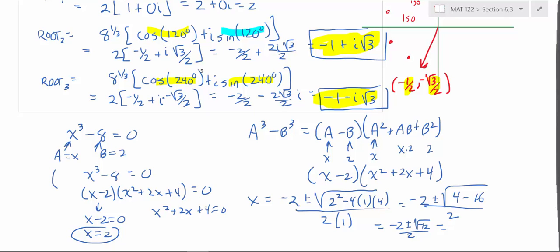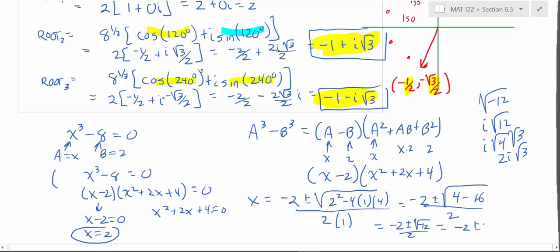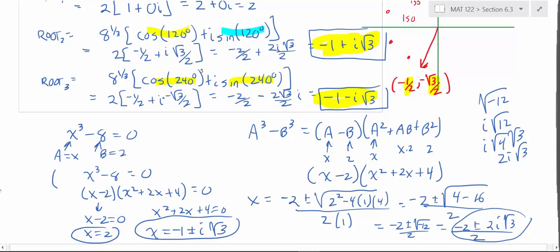Okay, so what you're going to have here is negative 2 plus or minus, and if you're dealing with the square root of negative 12, that's i root 12, and then you can break that down into 4 times 3, so you get 2i root 3, like that. So it's 2i root 3 over 2. Now if you reduce these 2's, just think about that. That would reduce to 1, that would reduce to 1, so you get x equals negative 1 plus or minus i root 3. I did that really fast, but the quadratic formula usually for trig students is not a big deal, so that's another way to solve the problem.